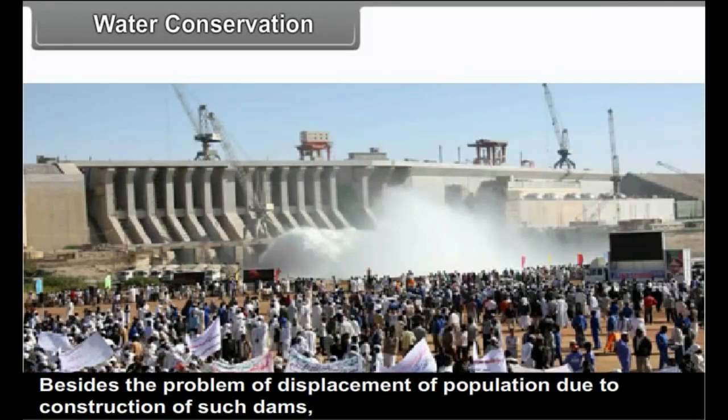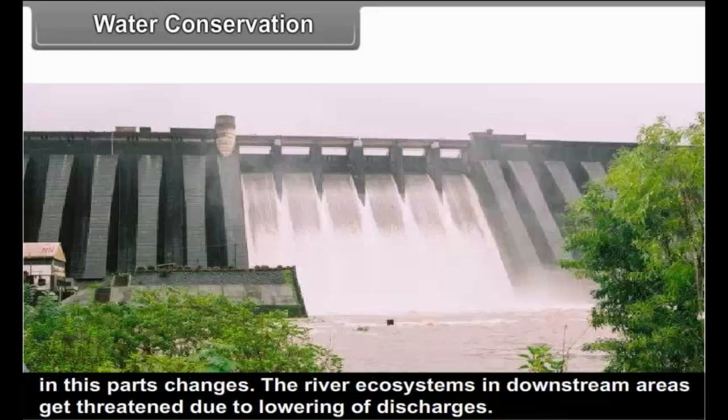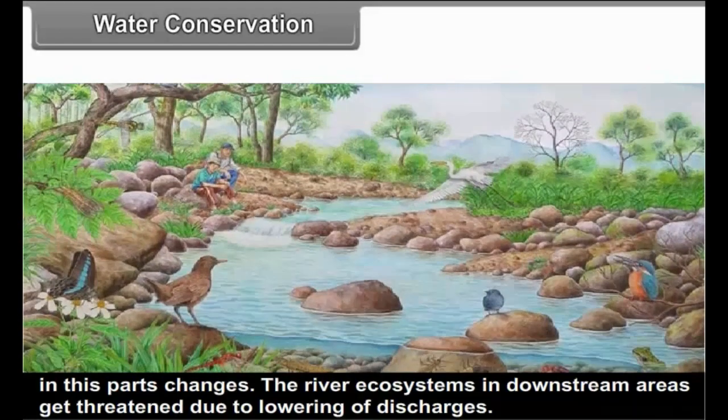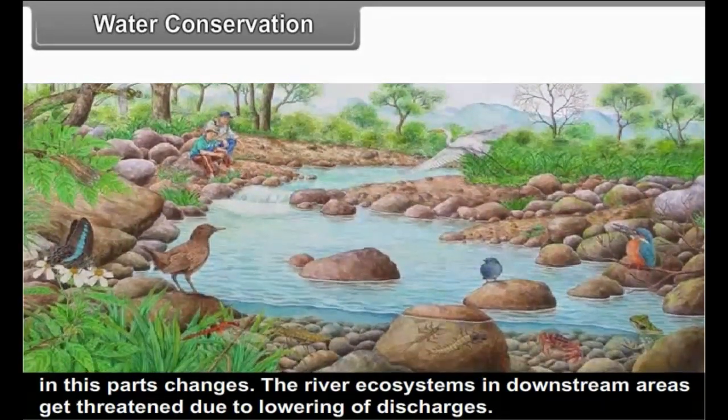Besides the problem of displacement of population due to the construction of such dams, the flow conditions in the channel downstream of the dam are changed to a considerable extent, and the river regime in these parts changes. The river ecosystems in downstream areas get threatened due to lowering of discharges.